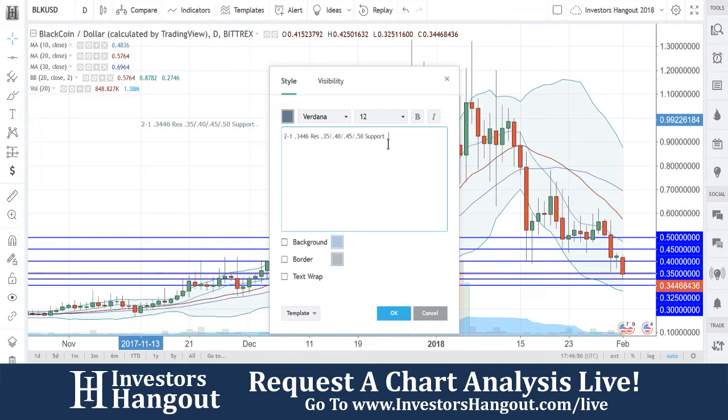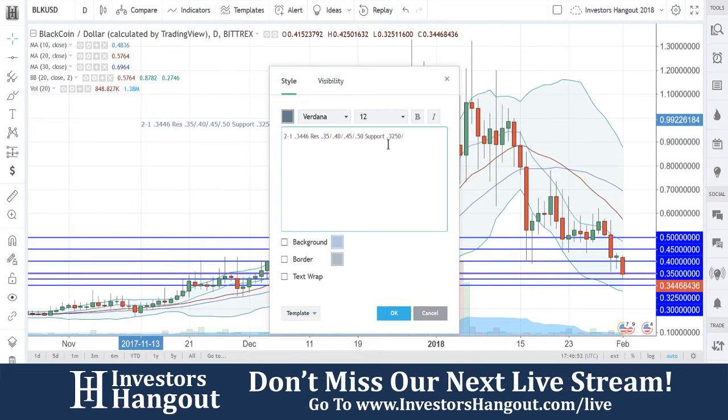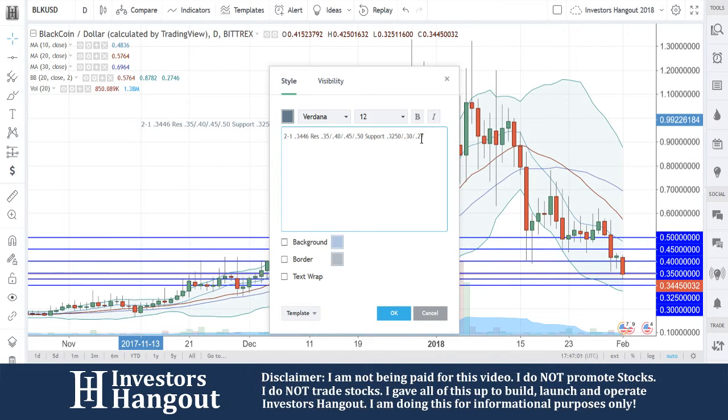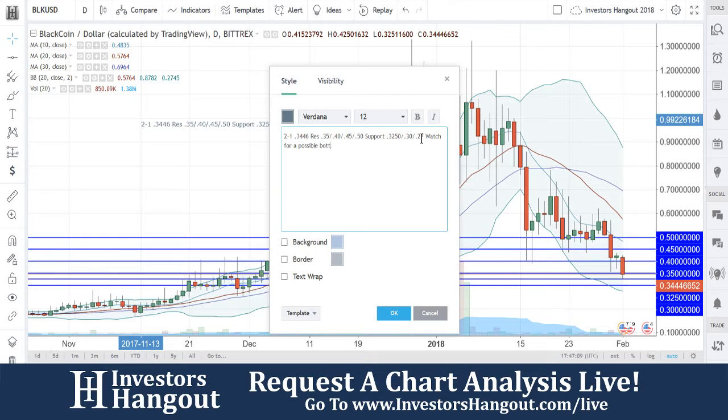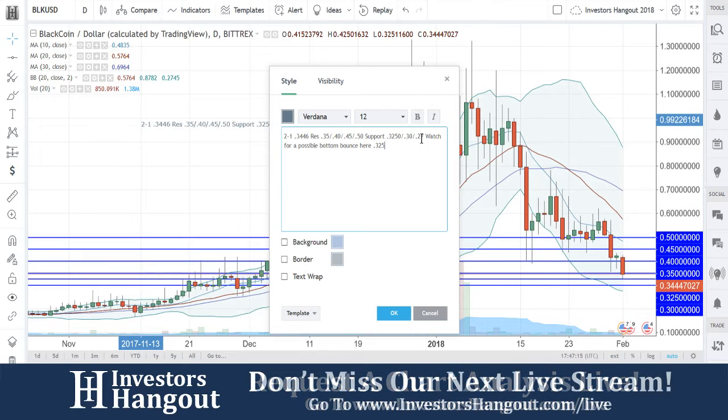Your support levels are going to be at that 32.50 and then that 30. And then I see one more down here right around that 27. Watch for a possible lower Bollinger Band bounce here. I'm going to put 32.50, and I'm going to pin that up to the 27 as well.